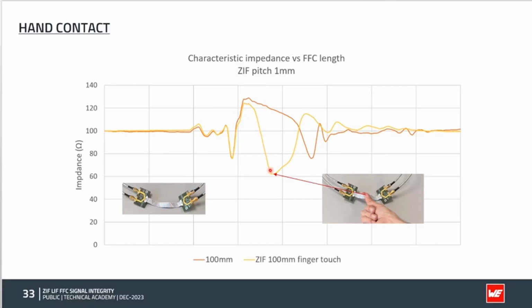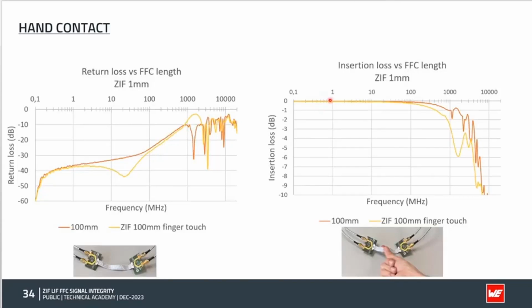The influence is that you have a big impedance mismatch, and in that case, you have a big influence on the insertion loss. You see that above 100 megahertz, your insertion loss decreases very fast. So if you do a test on your system, do not hold the FFC in your hands, because it will not really kill your signal, but it will change your signal due to the permittivity, the contact with the ground, and a lot of other factors.